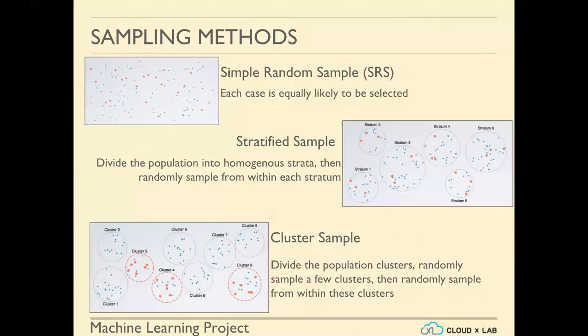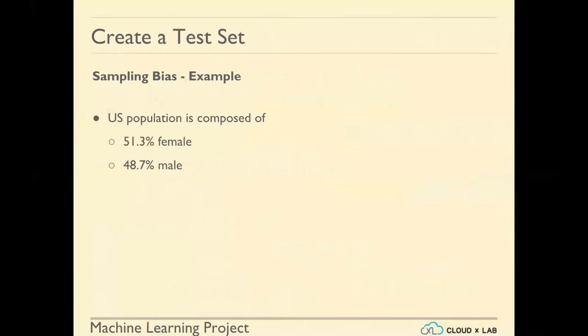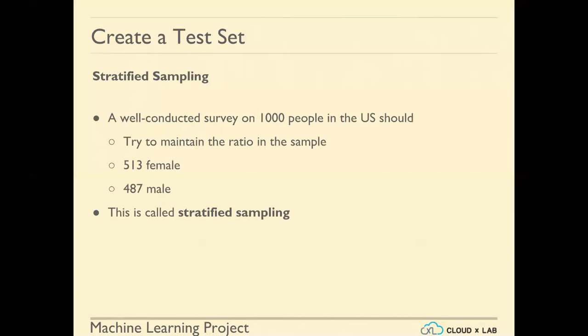Now, these are the examples of sampling biases. Here is another example of sampling biases. Let's say the US population is composed of 51.3% female and 48.7% male. A well-conducted survey on 1,000 people in the US should try to maintain this ratio in the sample. Okay, this is called stratified sampling. So whatever ratio we're looking for, we should get that kind of number.